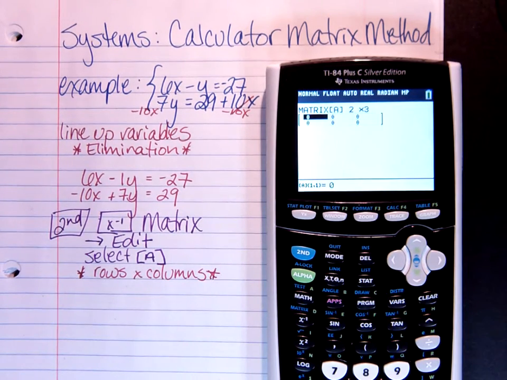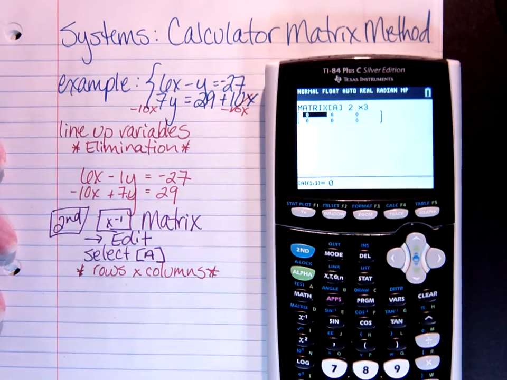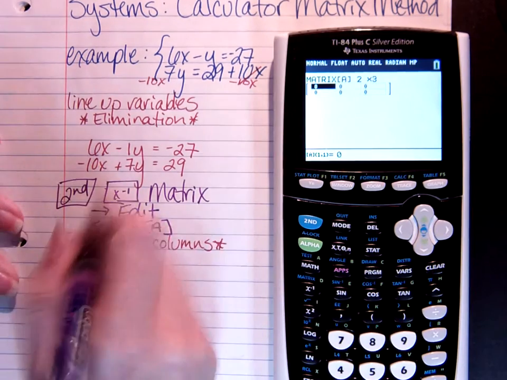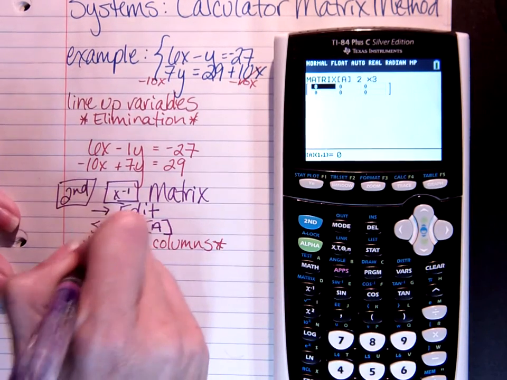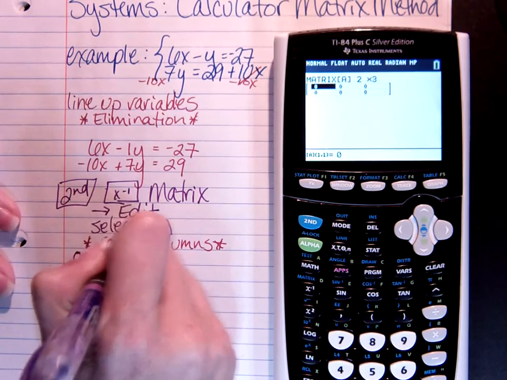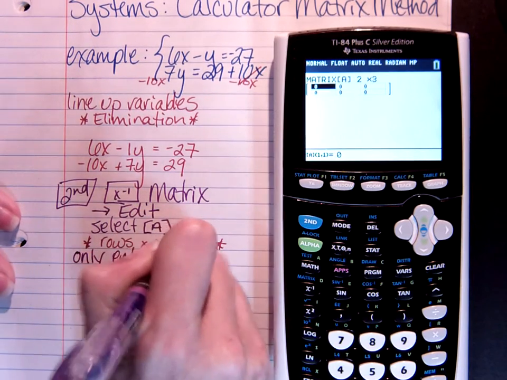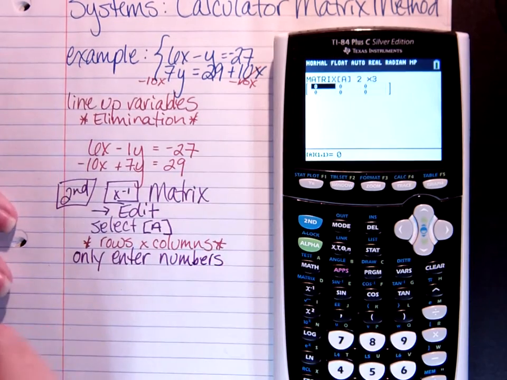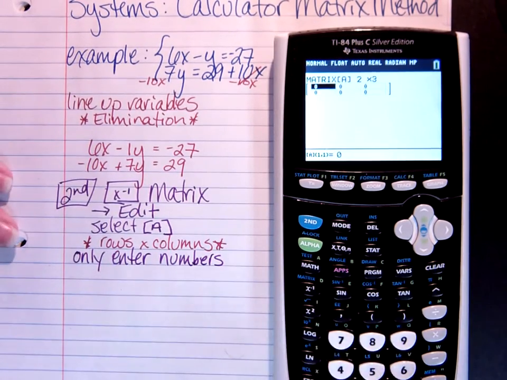Okay, we're going to set that up to fit whatever we want. And then what we type in here, it defaults to 0, is only the numeric part of the equation. Okay, only enter numbers. So we're setting up a representation of our equation.